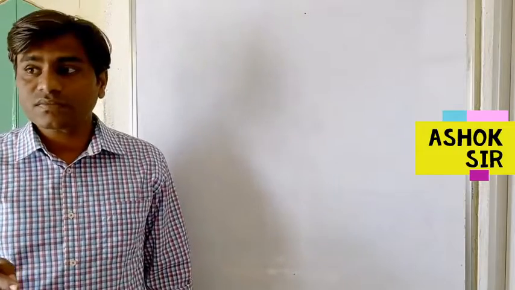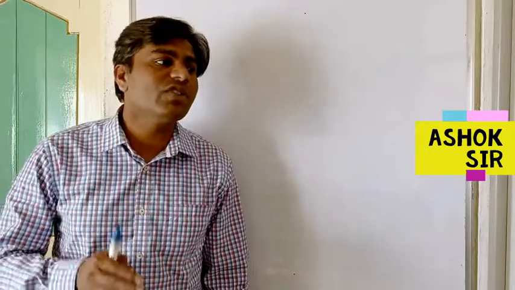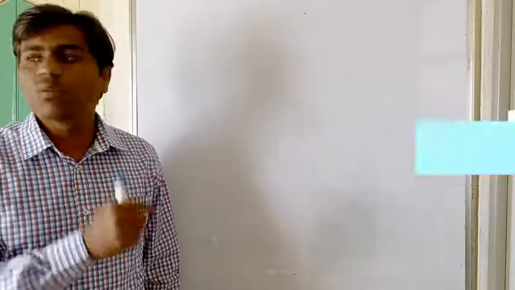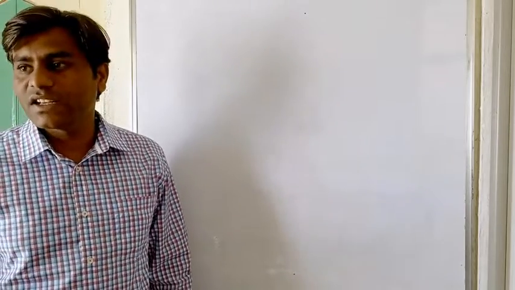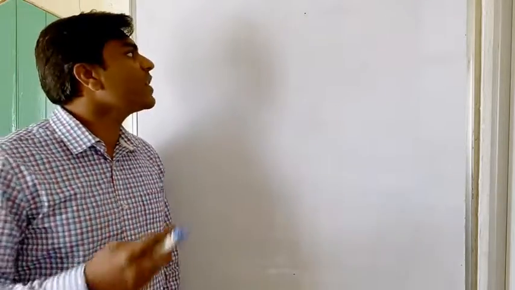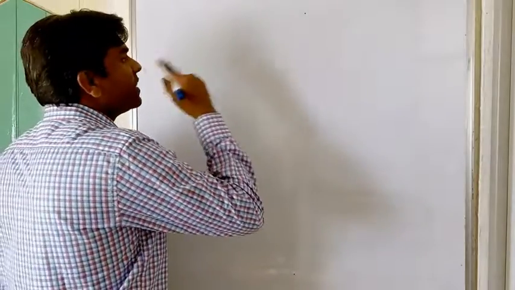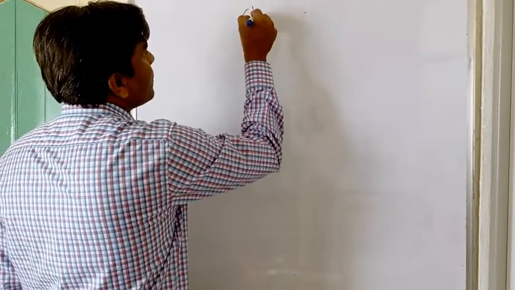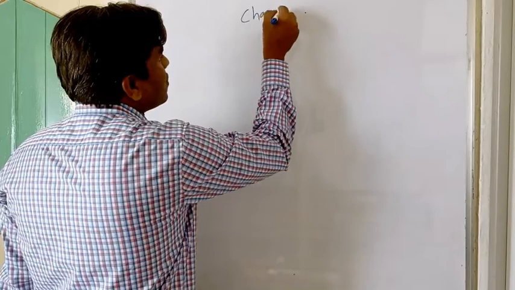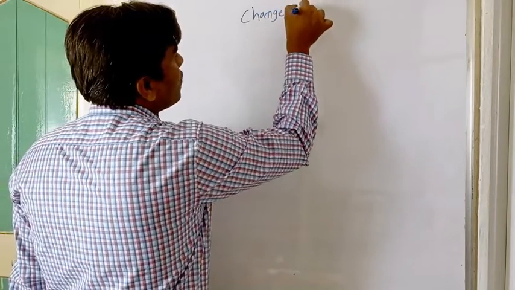How we can change an active voice sentence which is in the past continuous tense. Active voice sentence of past continuous tense that we want to change into the passive voice with the formula. How we can transform it into the passive voice. So please write down the title. The title is change the voice.